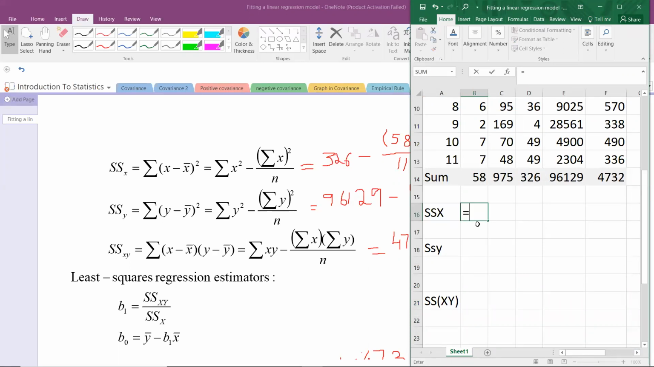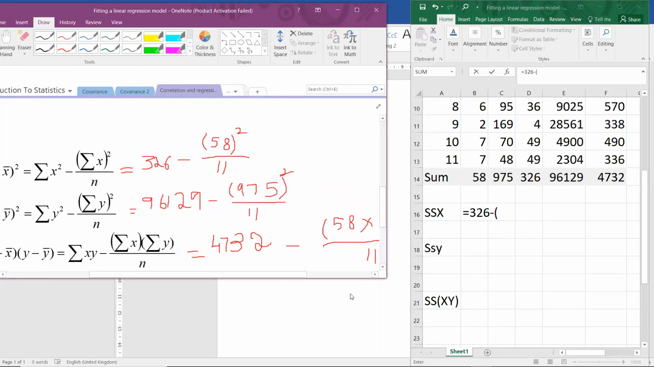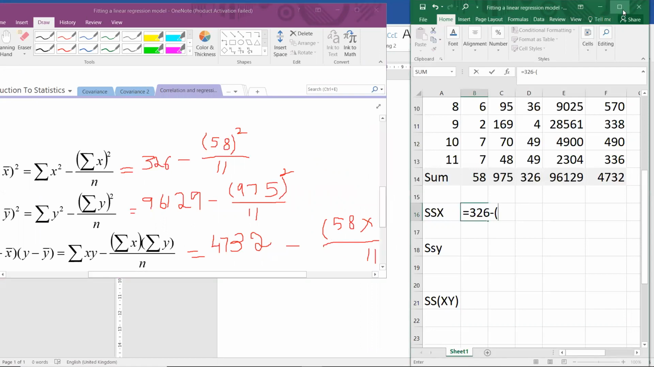Is equal to 326 minus 8 whole square, whole square divided by 11. This is SSX.